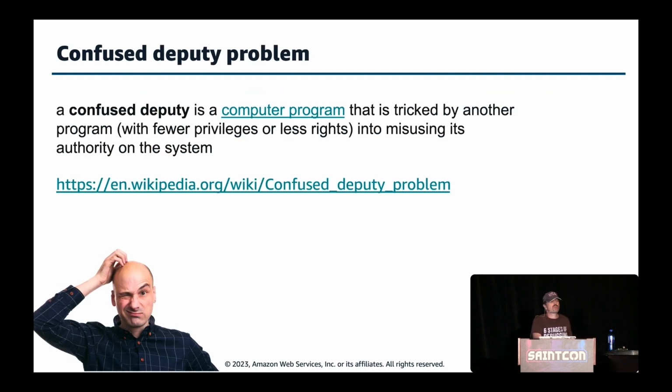So let's start with this. What is the confused deputy problem? The confused deputy, as Wikipedia says, is a computer program that is tricked by another program into doing something that can lead to privilege escalation, right? Misusing its authority on the system.